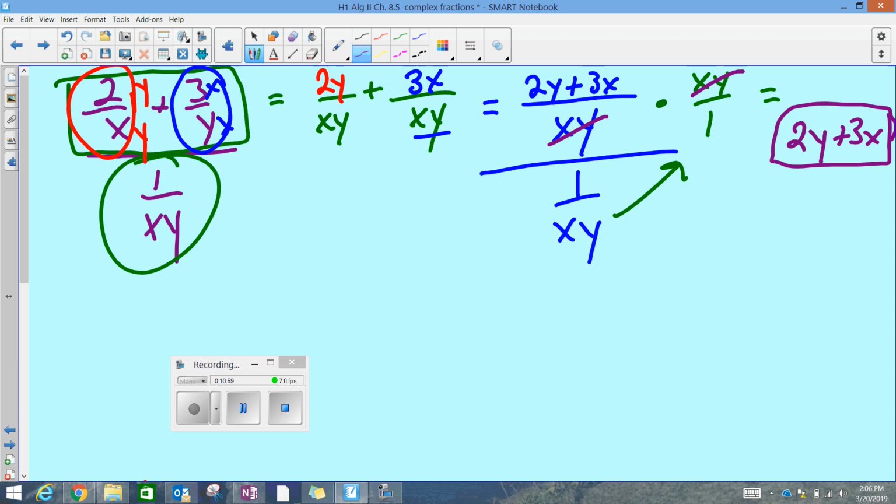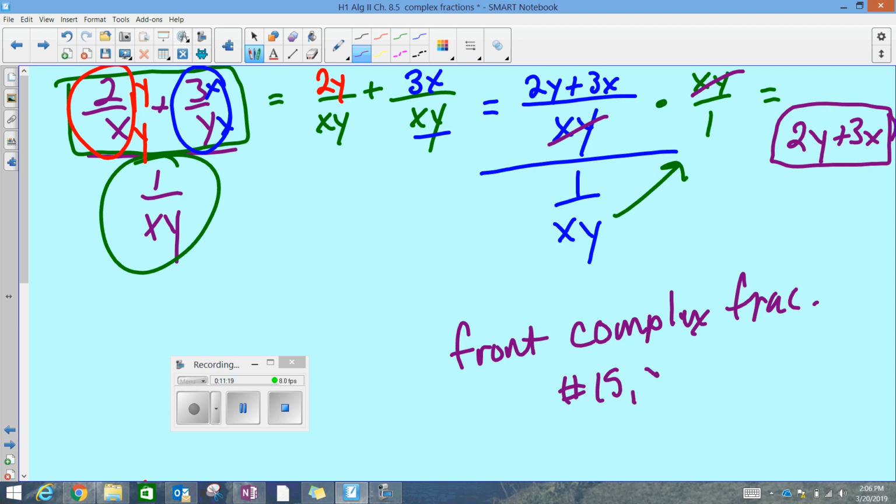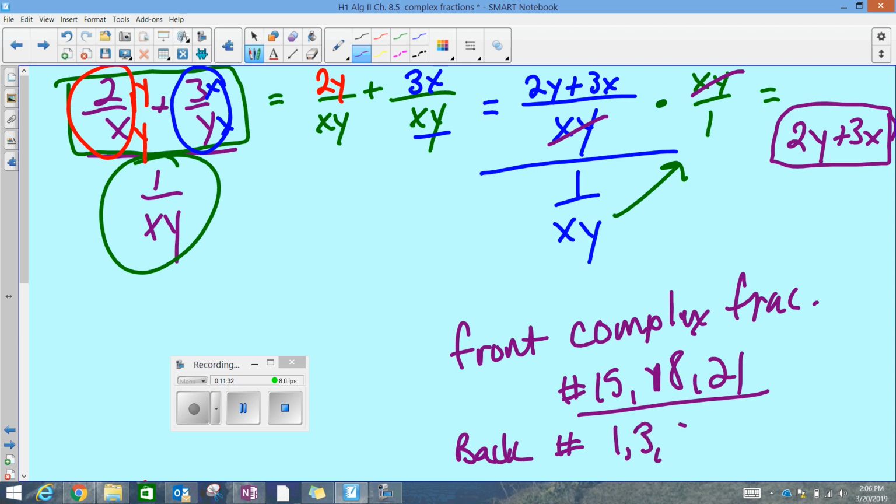Okay? Okay, so that's all we learned today, and the rest of the time we practiced and worked on our worksheet. So take a look at the worksheet that's posted on SchoolFusion. On the front, which is the complex fractions like we just did, I've only assigned numbers 15, 18, and 21. And don't worry about the rest of them. They're more difficult to do. The second one, on the back, I've assigned problems 1, 3, 5, and 8. And that is just a review of addition and subtraction of rational expressions.